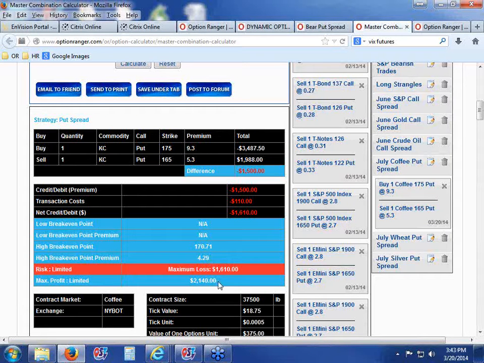The maximum profit potential, again, is the differential between the two strike prices. So it's 10 cents minus the premium paid, which is 4.29, and that will give us the break-even point on the futures at 170.71. So in this particular scenario, the market would have to break down under 170.71 at expiration, or intrinsically, in order for the trade to be profitable or in the money based on intrinsic value.